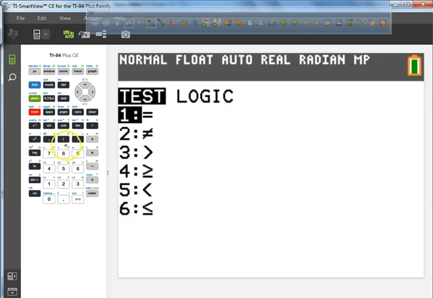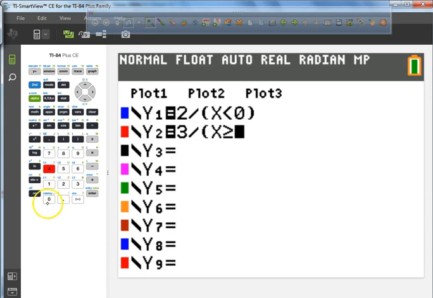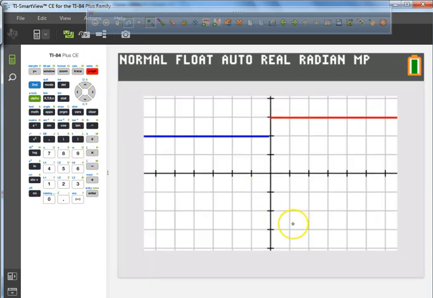Second math, 4, 0. Close it. Hit graph. Let's take a look at those. Does everybody see how those are jump discontinuity? It's not continuous, because if I were to trace it, I would have to go here and then jump up. So that's called jump discontinuity.